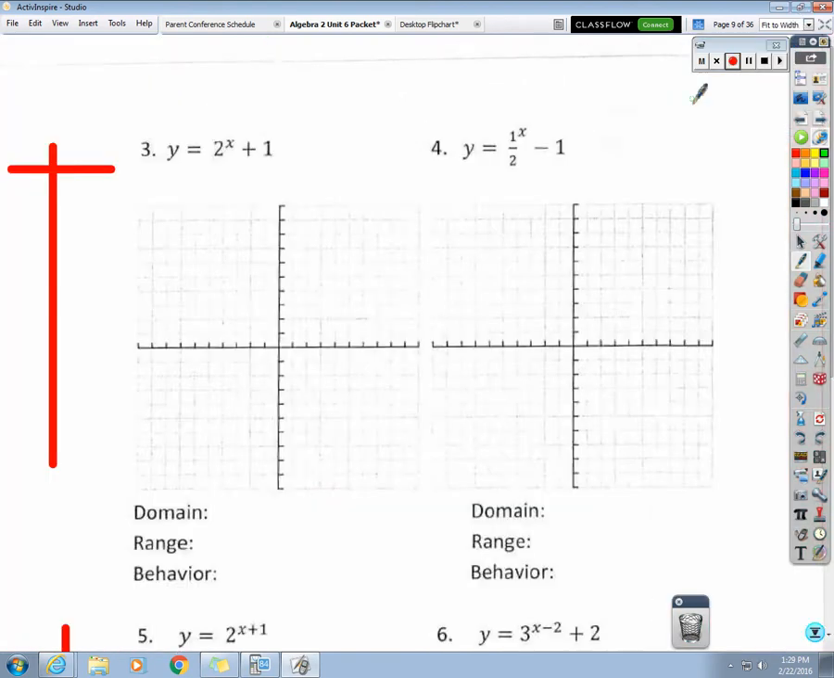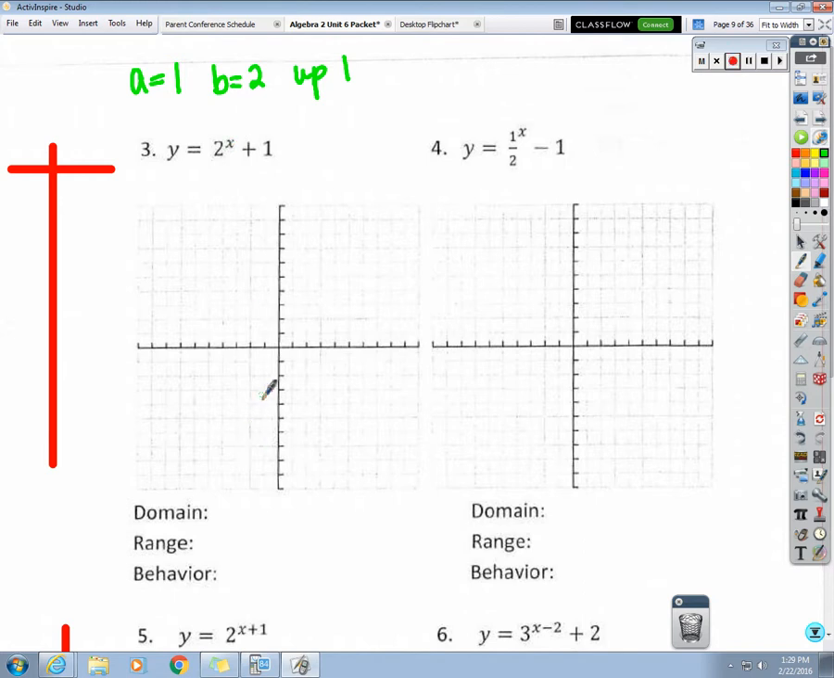Okay, number 3. All right, what is the a value? 1. Guys, remember, the b value is what's raised to the x, so b is 2. Now, is there going to be any kind of shift? What kind of shift? Up 1. That +1 means that it's going to shift up 1. No, it's only backwards when it's with the exponent.